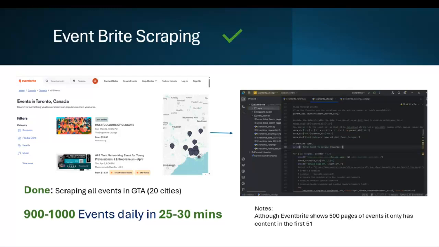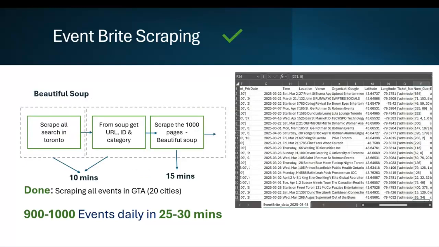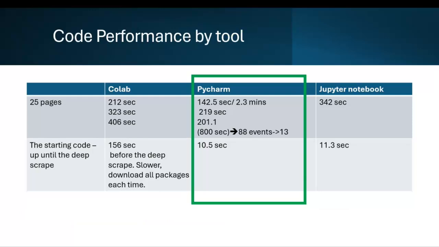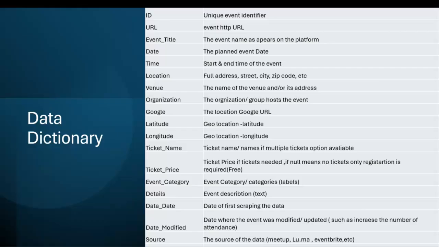We really worked hard to increase the efficiency of this scraping. We used multiple technologies such as Beautiful Soup, Selenium, and APIs. And mainly we use Colab and Jupyter Notebook for code development, but we use PyCharm to run the scraping codes because it shows the highest efficiency in terms of time.